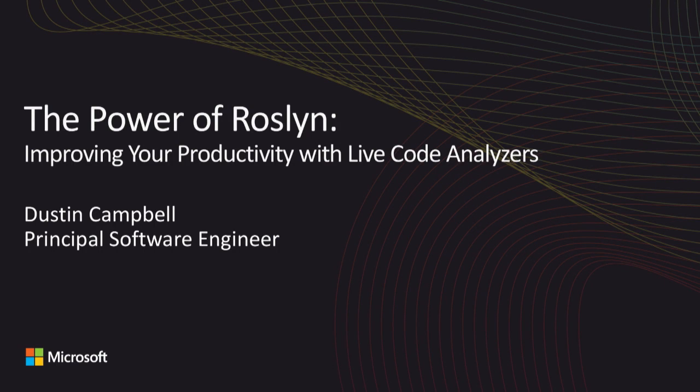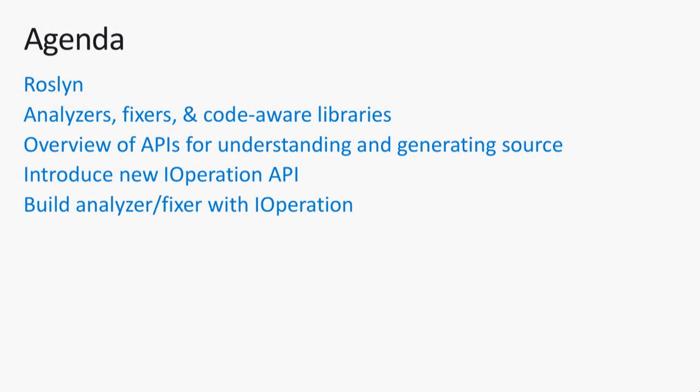I work on the Roslyn team, the managed languages team, working on C# and Visual Basic. And what we're going to talk about today, first we're going to talk about Roslyn, kind of what it is, why we built it, all those sorts of things. And then we're going to talk about a particular topic of Roslyn, the analyzers, fixers, and code-aware libraries. It's something we've been trying to share a little bit about, and we've got some new things to talk about there.